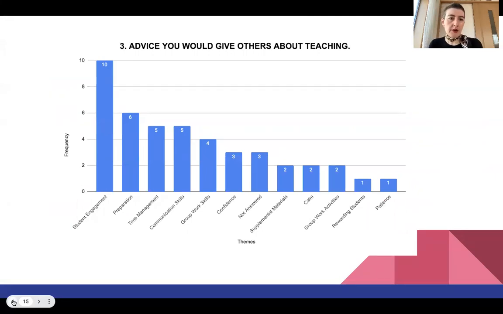So again, we can see a theme of student engagement. It was really important from these students' perspective that a teacher is engaging students, they're motivating them, they're helping them to enjoy the class. We can see preparation, time management, communication skills, and group work were very important themes.